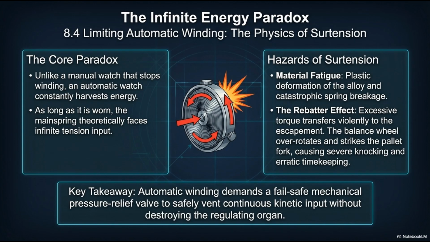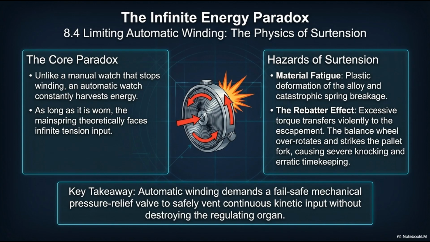Look at the diagram on the right. What are the hazards of surtension or overtension? If we do nothing, the mainspring will coil so tightly that it exceeds its elastic limit. The result is material fatigue, plastic deformation of the steel alloy, and eventually catastrophic, explosive spring breakage inside the barrel.